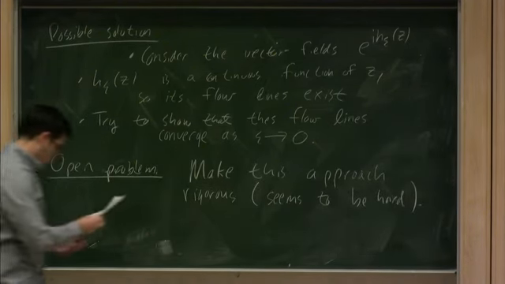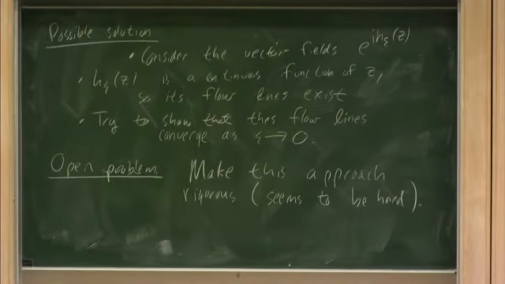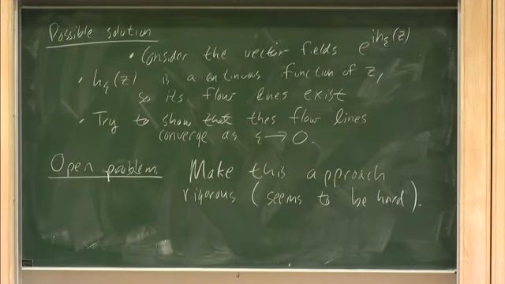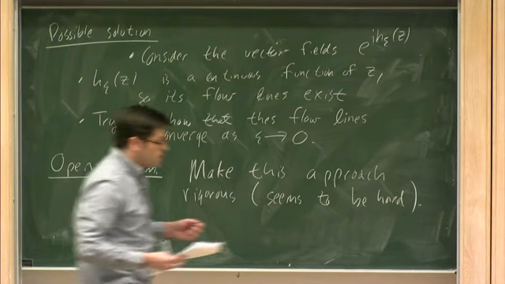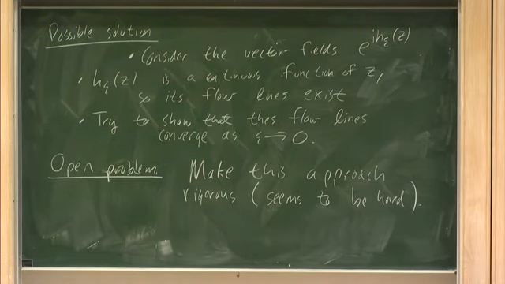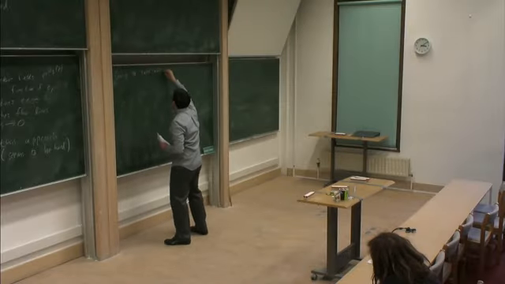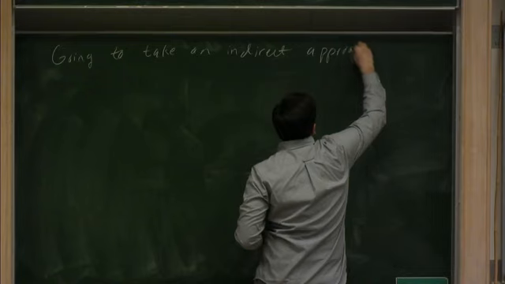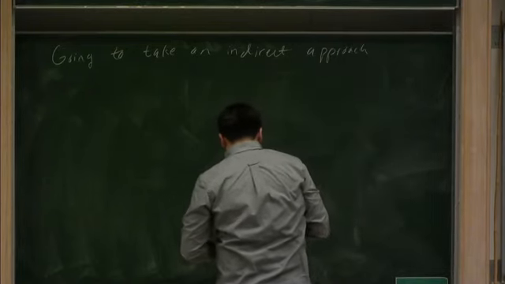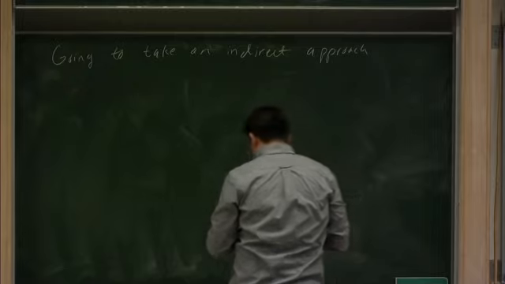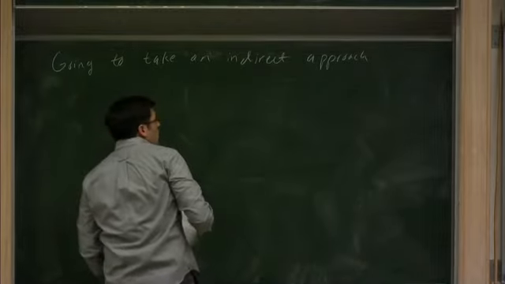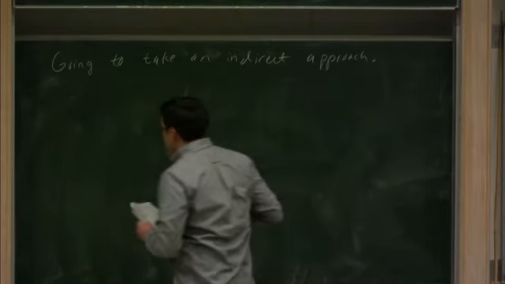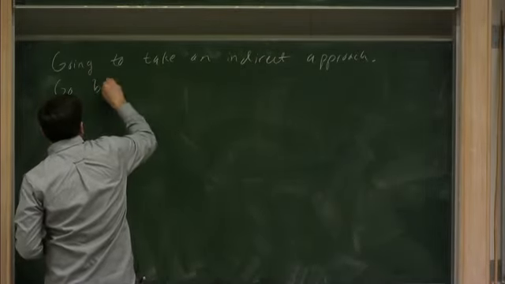Okay. So what we're going to do, rather than take this approach, is we're going to take sort of an indirect approach to constructing these Gaussian free field flow lines. And here's the idea. So what we're going to do is first think a little bit about, let's go back to the case that h is just a continuous function.